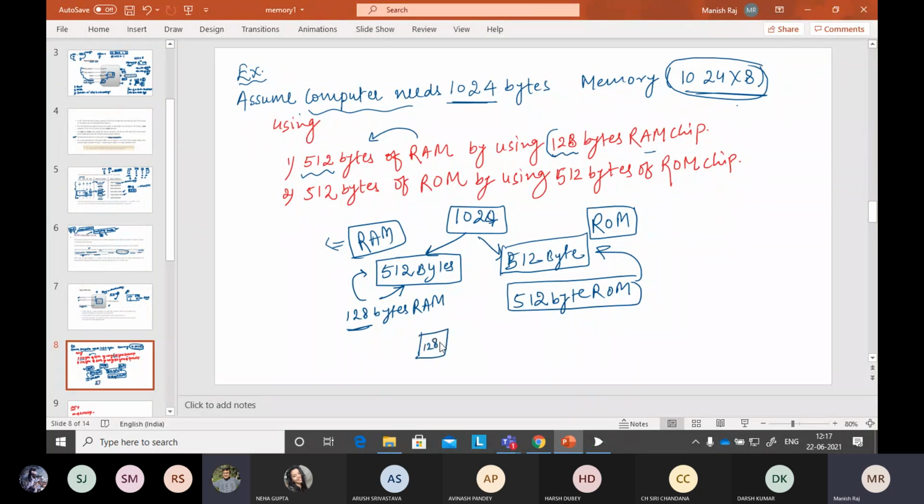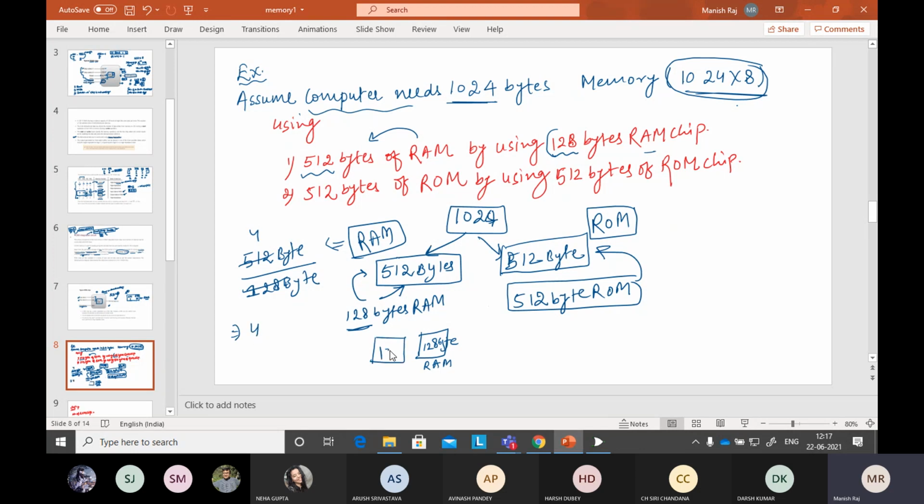Yeah, very good. That is 4. So you have one chip of this size. This is the RAM, and you just want to make the memory of 512. Total needed memory is 512, and the size of one chip is 128 bytes. So you can divide this, and this will be 4. So there are 4 chips you need to make this.